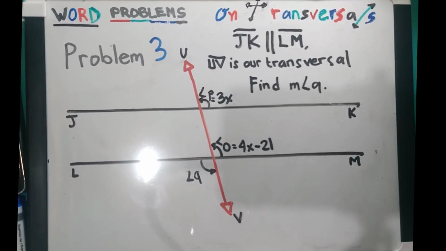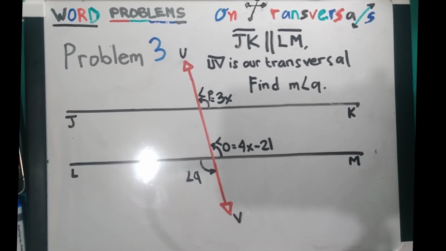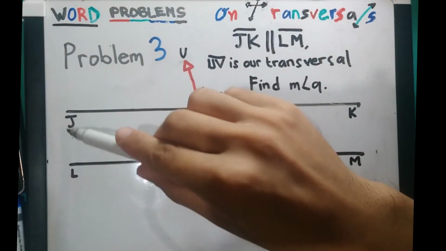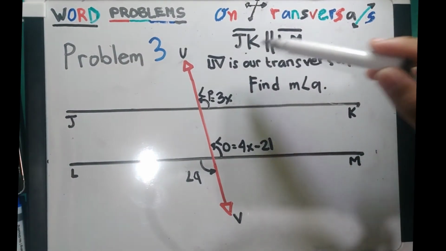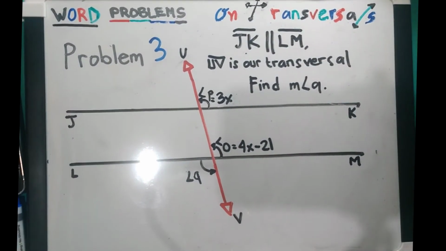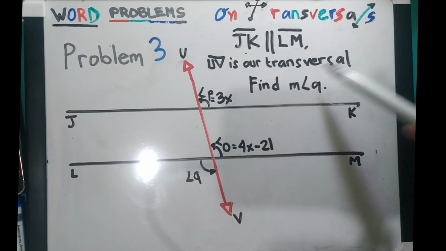For our third and last problem, unlike the two previous examples, we will not look for the value of x. Instead, now here we are going to look for the actual measure of an angle. The given is the following. We have line JK and line LM. Line JK is parallel to line LM. That is our parallel lines given in this problem. We have a third line, line UV, and line UV is our transversal.